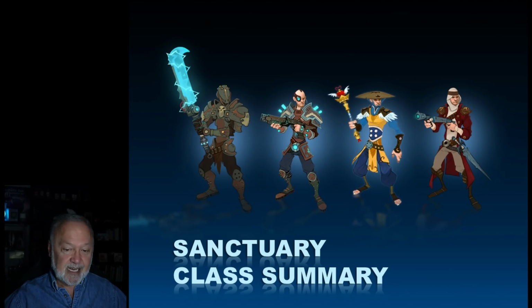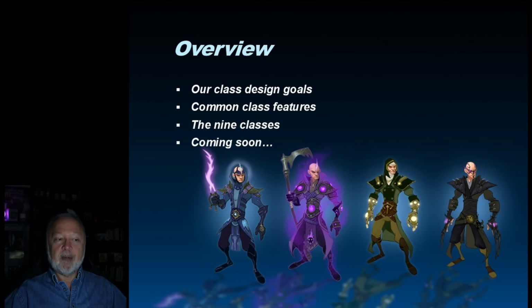So let's get started. Here's the title screen, Sanctuary Class Summary. What I'm going to talk about here is what the class design goals were. Remember, when I started doing design documents, I love to give the goals we're working on. That way you can separate discussions into, do you think these are good goals? And do you think these classes meet the goals? Then I'm going to talk about what class features are shared by all classes, the common features. And then I will present each one of the 9 classes and what they're really good at. And then I had a final slide on stuff that's coming up soon.